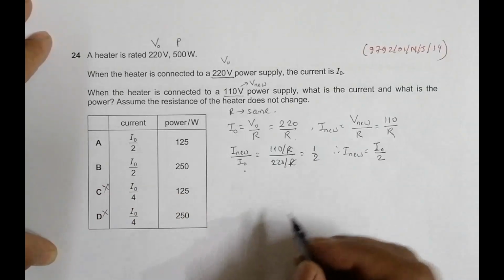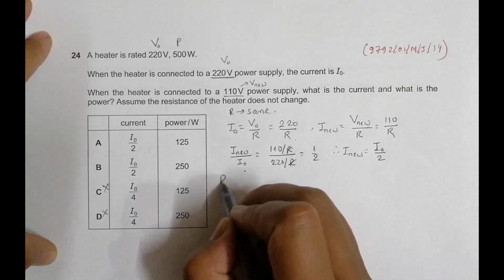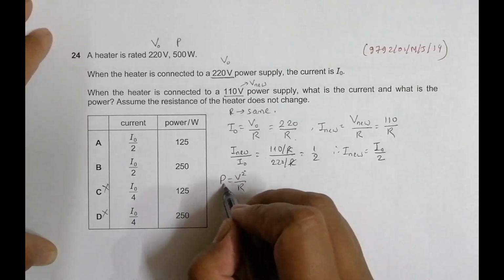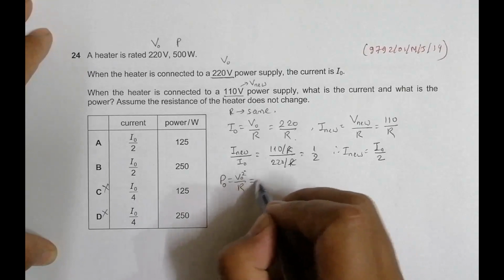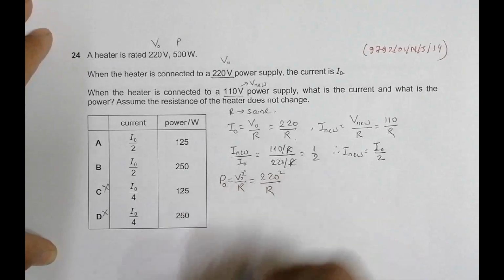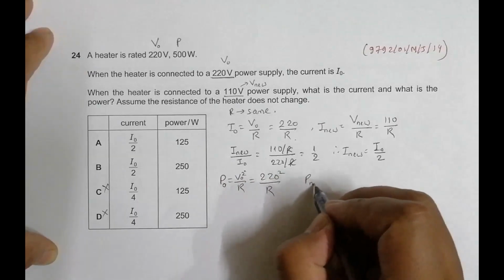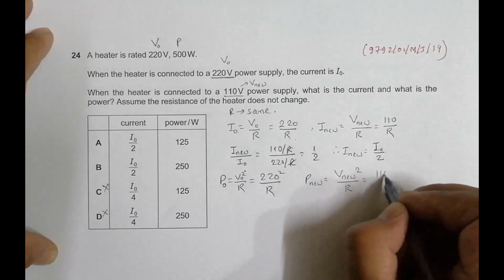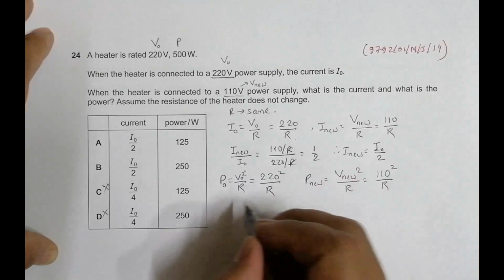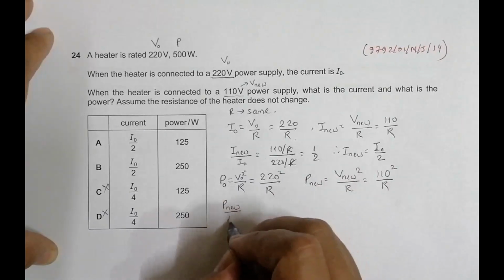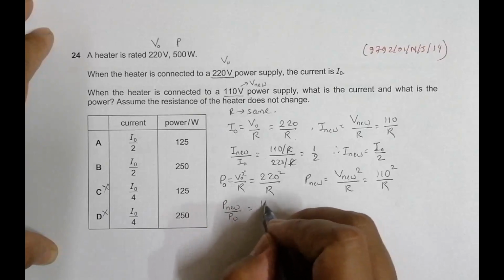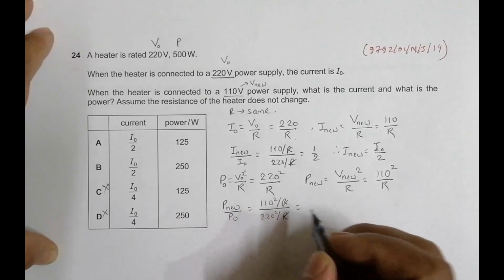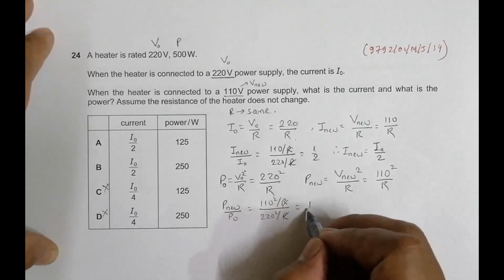Now let's go for the power. Since we know the relationship for power is equal to V square by R, our old power is equal to V old square by R, which is 220 square by R. Then power new is equal to V new square by R, which is 110 square by R. So power new by power old is 110 square by R divided by 220 square by R. R cancels, and it will be equal to 1 by 4.